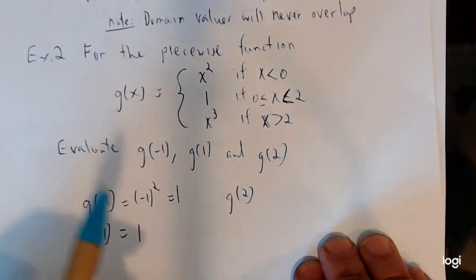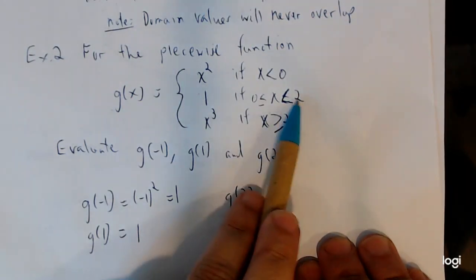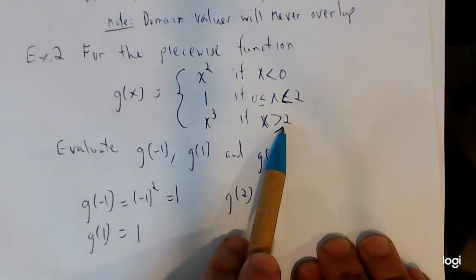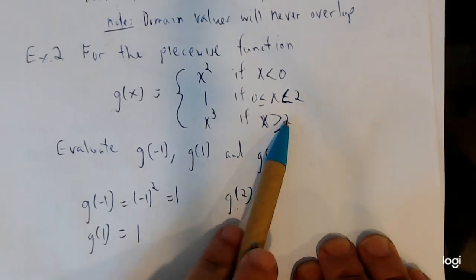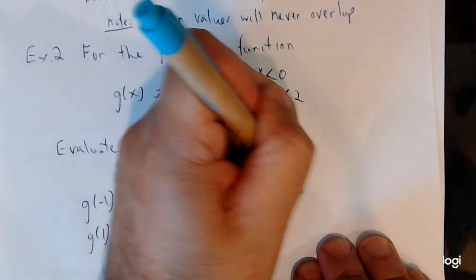Oh, and I forgot, and there's a mistake here, by the way. This should have greater than or equal to, right? Because that's what I meant to put here. So if it's g of 2, then what do I notice? This is saying if x is greater than or equal to 2, which means since it's equal to 2, we still use this, which is 2 cubed, and that's 8.